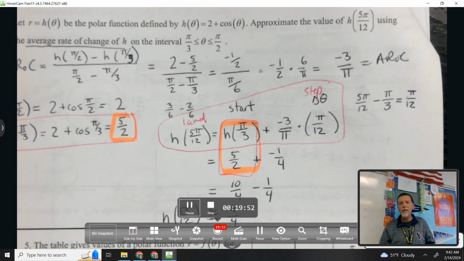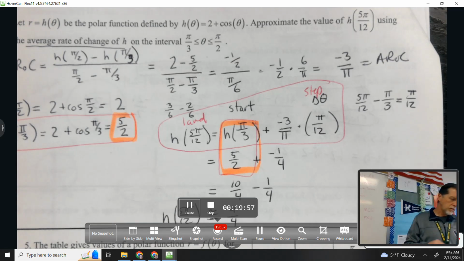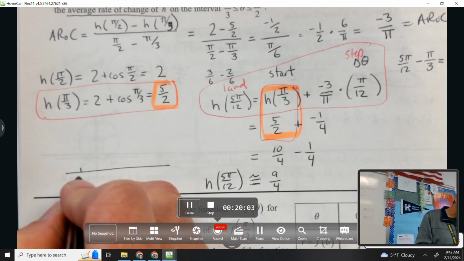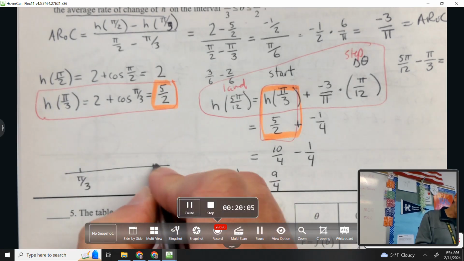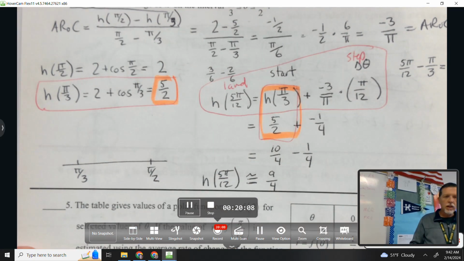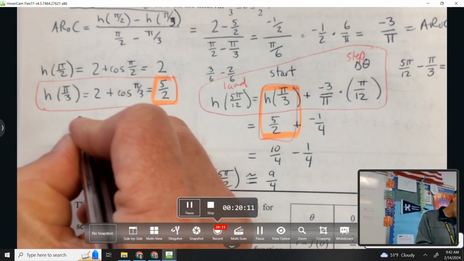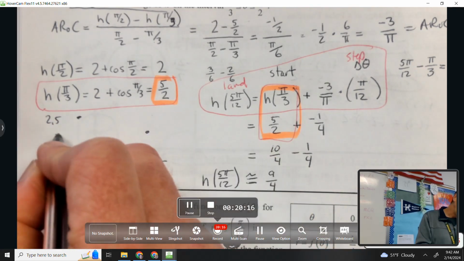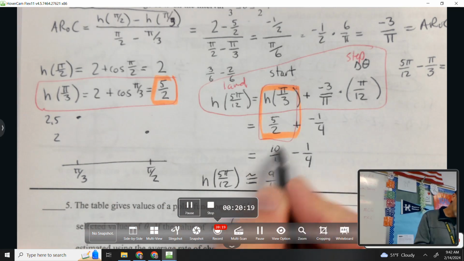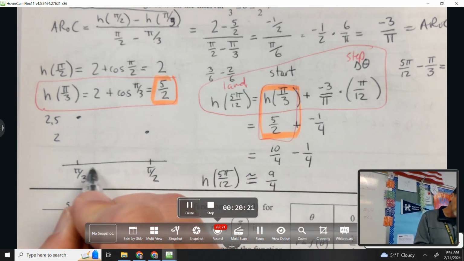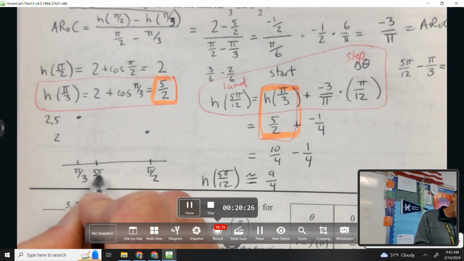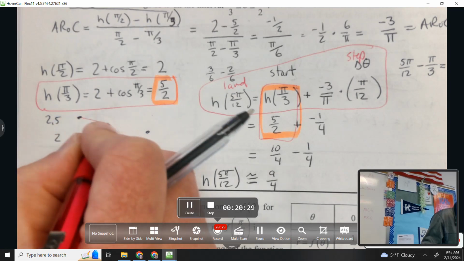That's the y value I'm starting at. I don't know if it's worth it to sketch out a full picture here, but we're going from pi over 3 to pi over 2. Our pi over 3 value is 5/2. Our pi over 2 value is 2. 5 pi over 12 was in the middle, not directly in the middle, because that would have been too easy.